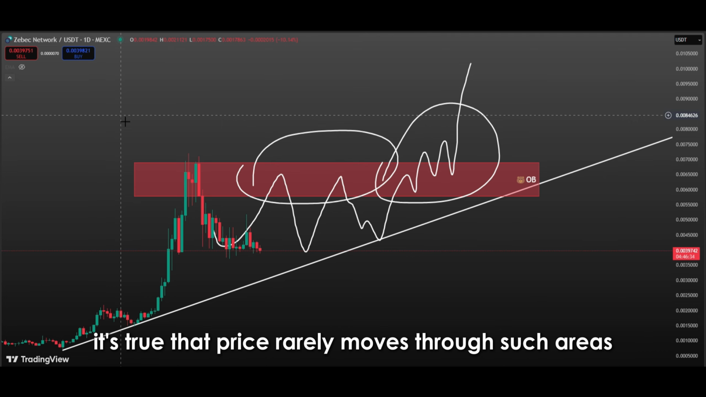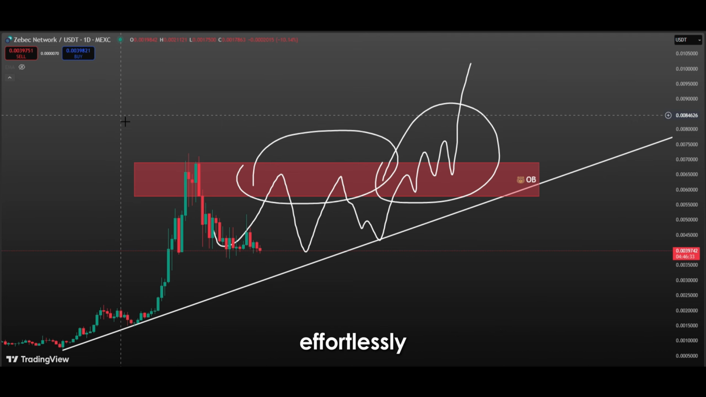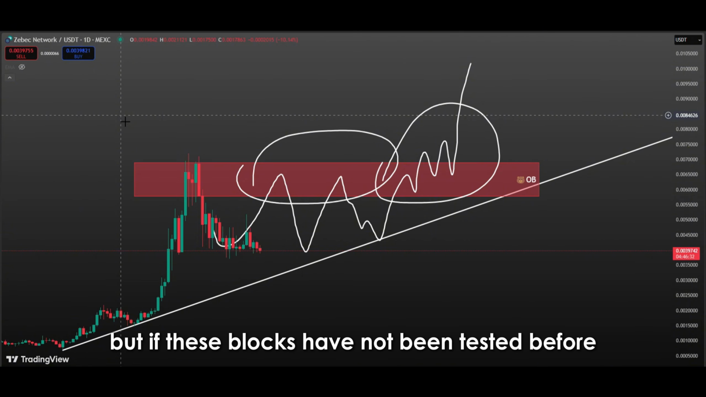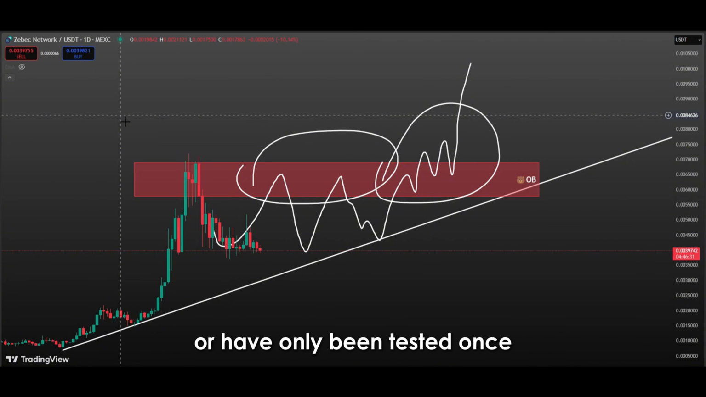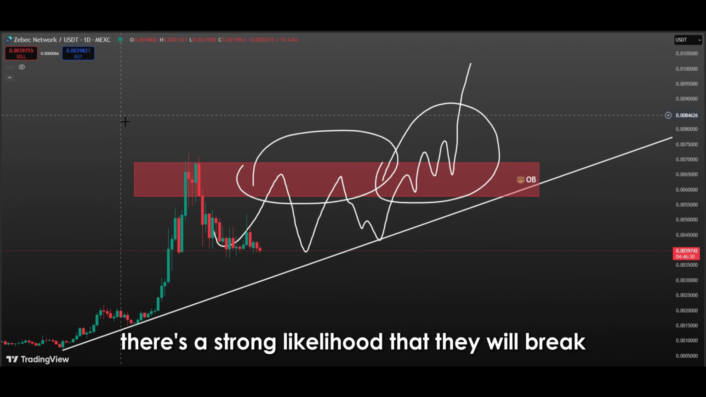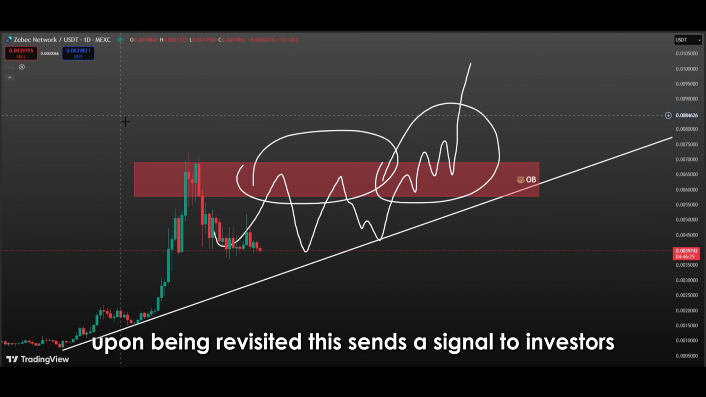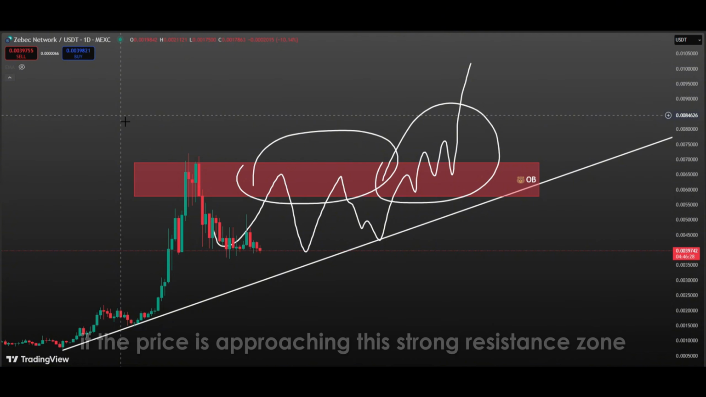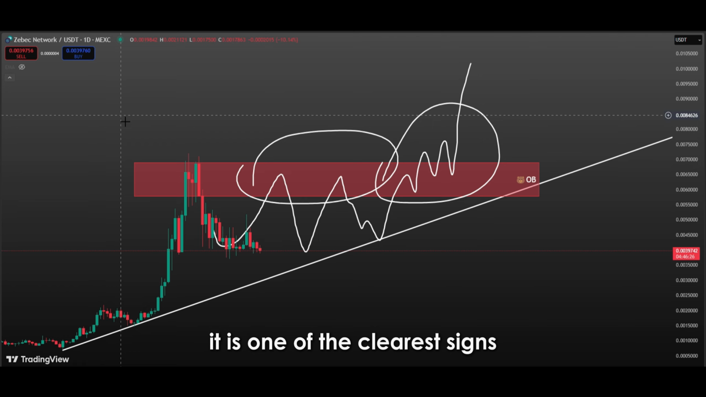It's true that price rarely moves through such areas effortlessly, but if these blocks have not been tested before, or have only been tested once, there's a strong likelihood that they will break upon being revisited. This sends a signal to investors. If the price is approaching this strong resistance zone again with conviction, it is one of the clearest signs that the uptrend is still intact.